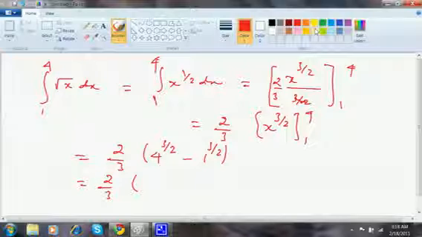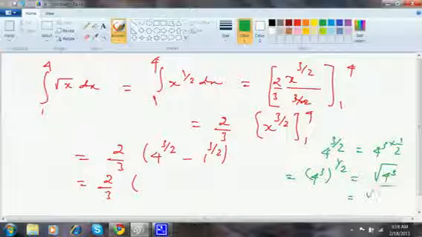Four to the power 3 by 2 is 4 to the power 3 into 1 by 2, which is 4 to the power 3 whole to the power 1 by 2, which is the square root of 4 to the power 3. Now the square root of 64 is 8. So this is 8 minus 1 to the power anything is 1. So this is 2 by 3 into 7, which is 14 by 3.